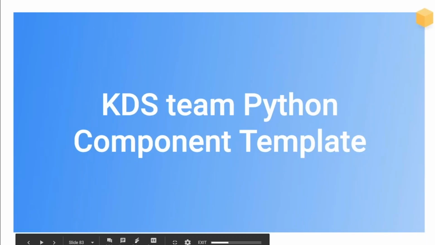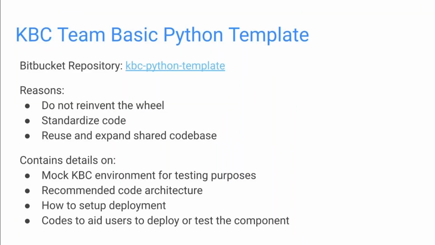Next topic is going to be the KDS Team Python component template. So the KBC Team basic Python template can be found in this link. It's under KBC-Python-template. The reason why we have a template for this is because we do not want to reinvent the wheel. We want a standardized code structure, and we want to reuse and expand our shared code base.